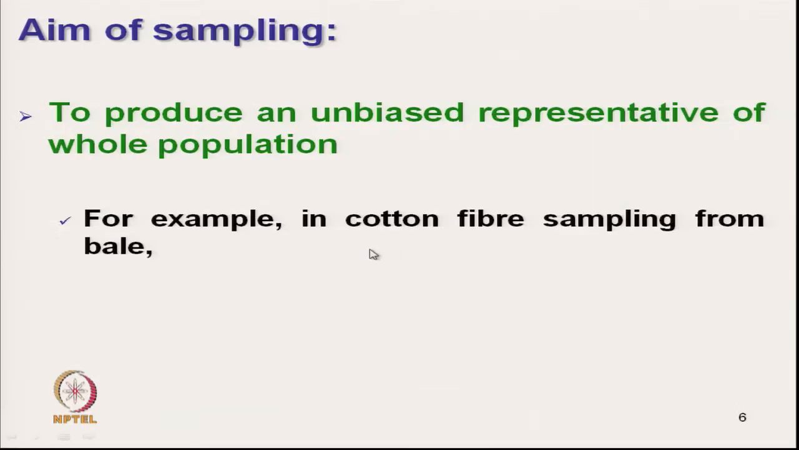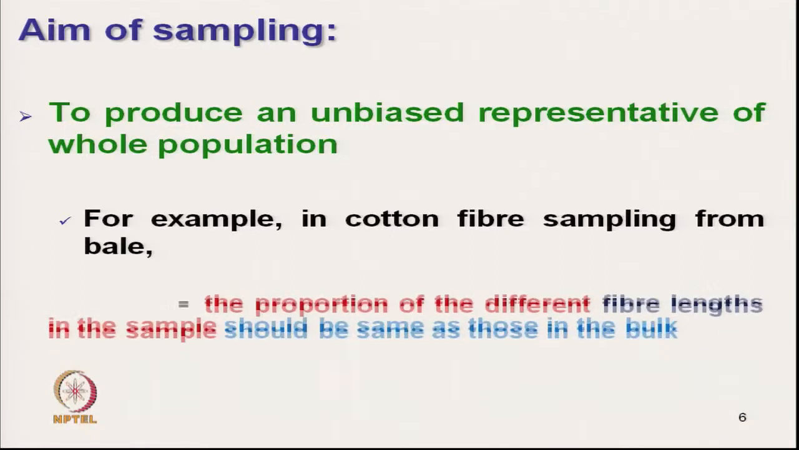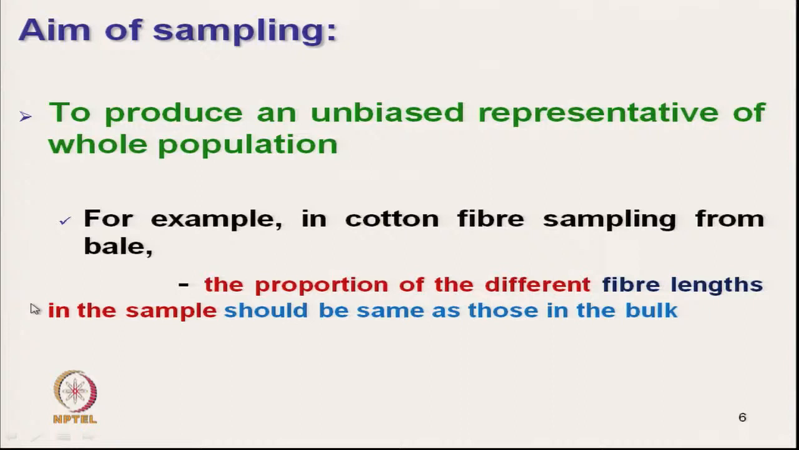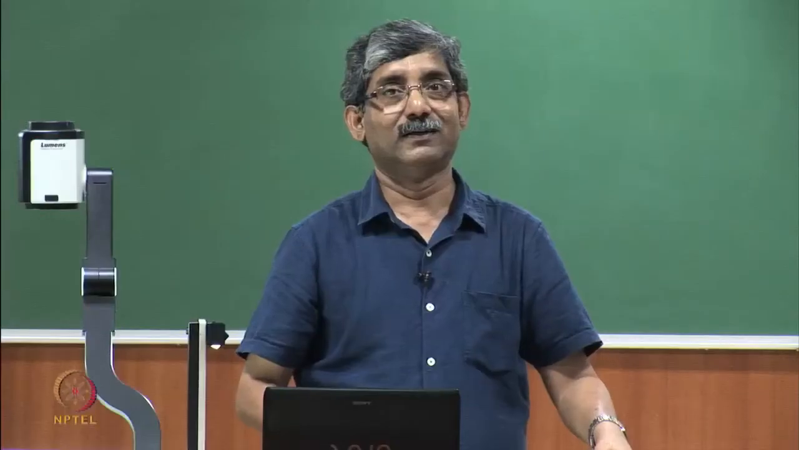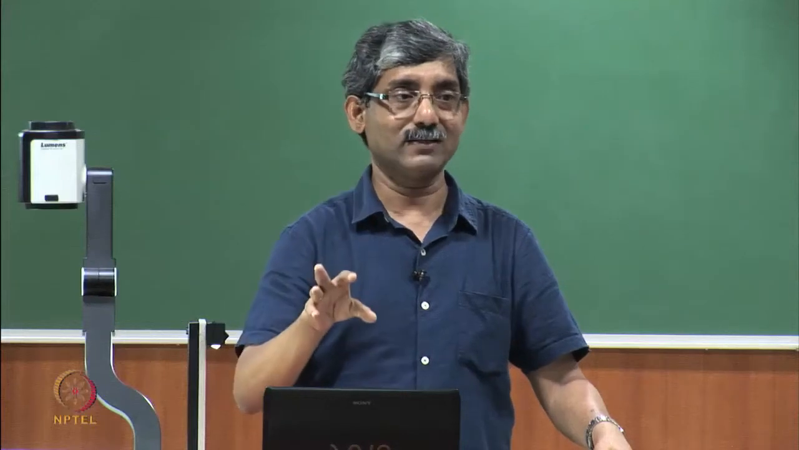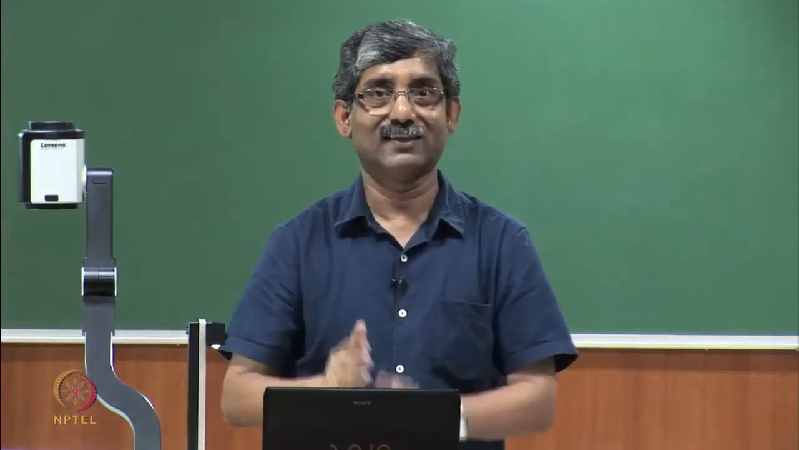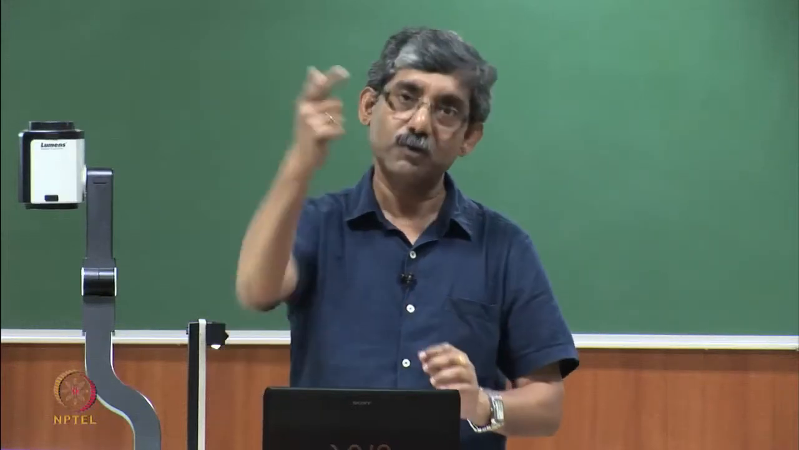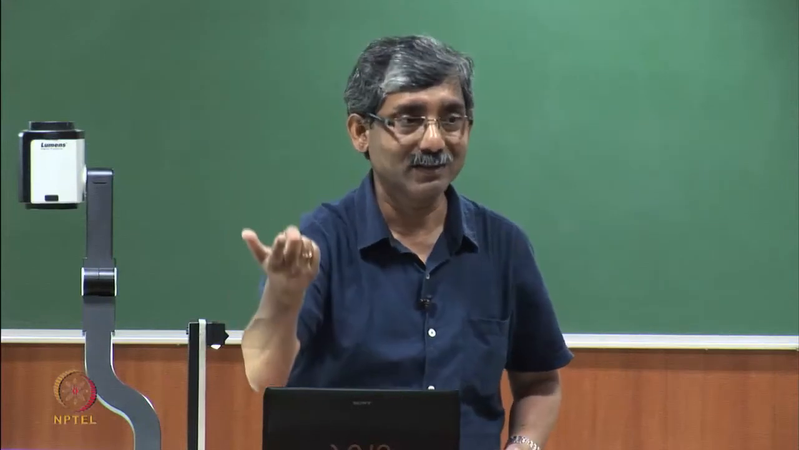For example, in cotton fiber sampling from a bale, the proportion of fiber length in a sample should be almost the same as the proportion in the bulk. Then only we can test the sample for length or diameter. So, if we do random, unbiased sampling, then we can tell with certain confidence that whatever the proportion of length in the sample is almost the proportion in the bulk, in the bale.